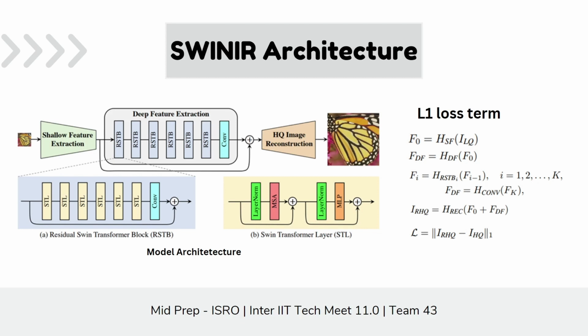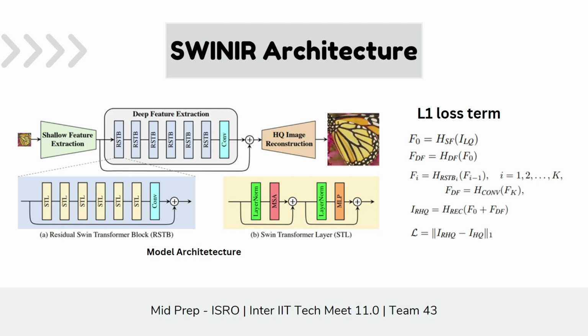The shallow features and the deep features are residually connected and fed into a subpixel convolution layer which upscales the image to the required high dimensional output. This predicted output and the ground truth value are measured using the loss function of an L1 norm.